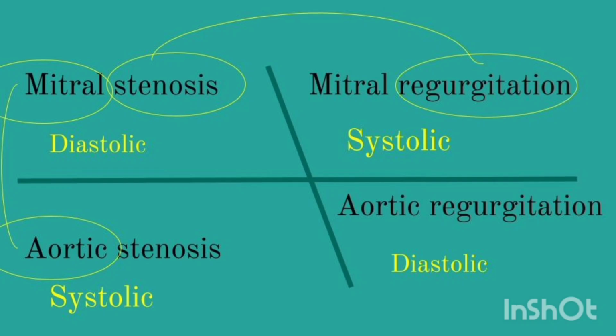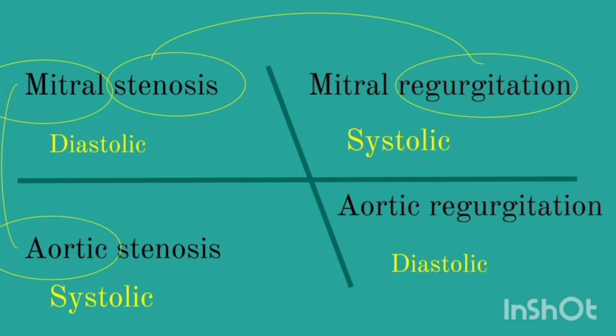So four types of murmur we can get here. Mitral stenosis has diastolic murmur, change the stenosis to regurgitation. Mitral regurgitation has systolic murmur. Then mitral stenosis, change the mitral to aortic stenosis, this again has systolic murmur. Then change again, aortic stenosis becomes aortic regurgitation, which again becomes diastolic murmur.